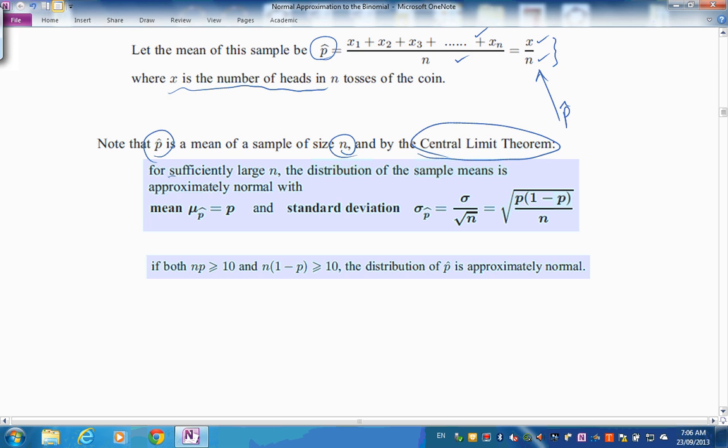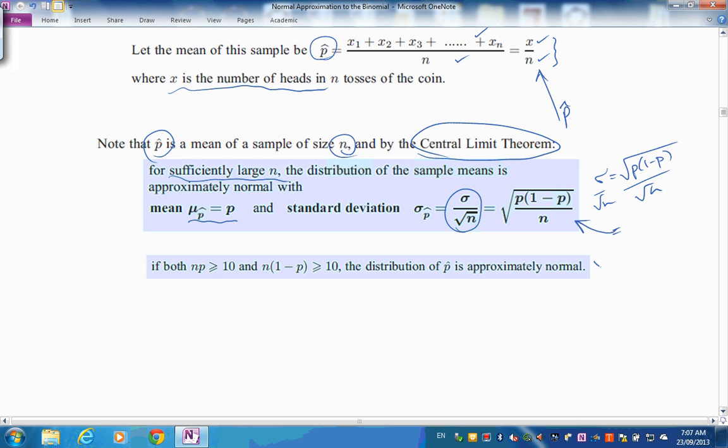Okay, so for sufficiently large n, the distribution of sample means will be around the actual population proportion, and the standard deviation is going to be sigma over root n, and we just said sigma was square root of p, 1 take p. If we divide that by root n, what do you get? You get that thing there, put it all under the square root sign. So the central limit theorem again can be used here because it is a mean.